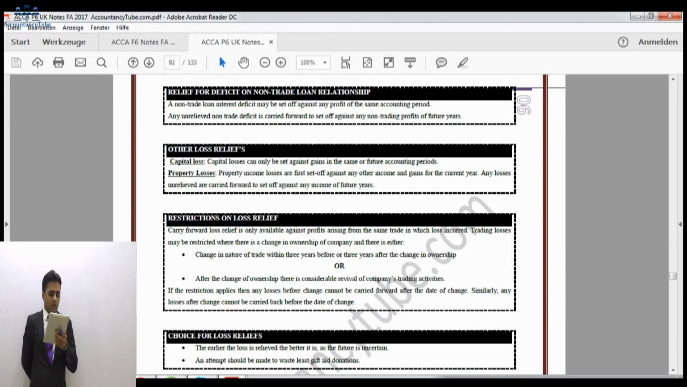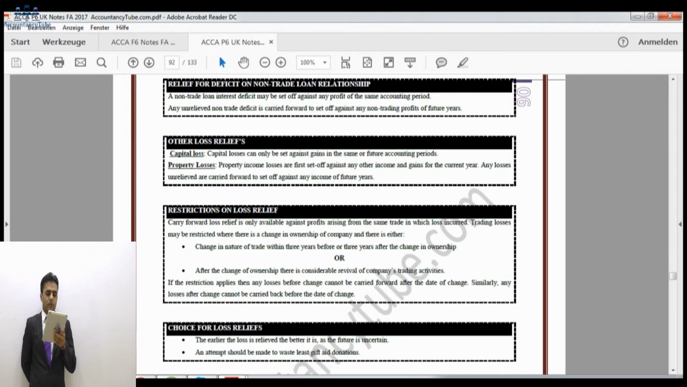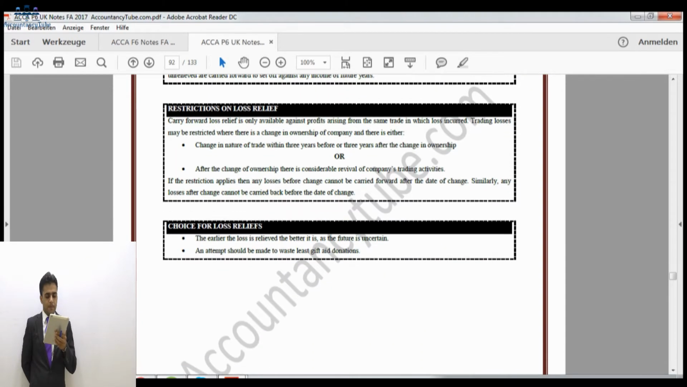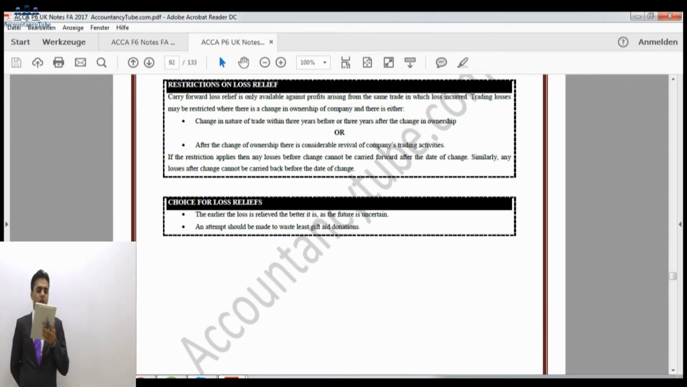Carry forward loss relief is only available against profits arising from the same trade in which the loss was incurred. Trading losses may be restricted where there is a change in ownership of the company and there is either a change in the nature of the trade within 3 years before and 3 years after the change of ownership. So that is the threshold. Or after the change of ownership, there is a considerable revival of the company's trading activity. In that case, the loss relief will be restricted, as I said earlier.